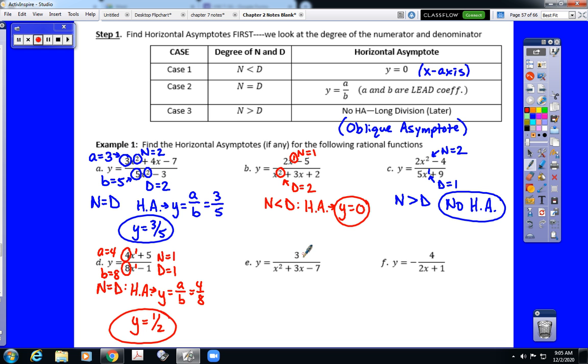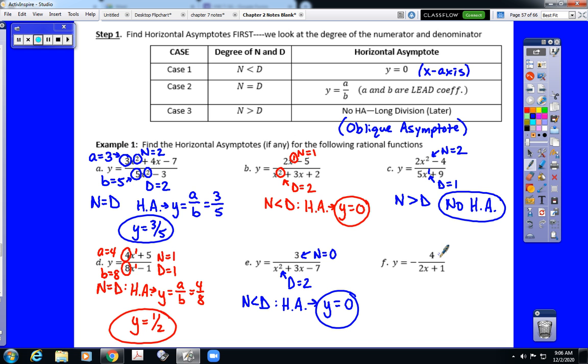On letter E, the degree of the numerator is 0. There is no x. The degree of the denominator is 2. Since the numerator is less than the denominator, the horizontal asymptote is the line y equals 0.